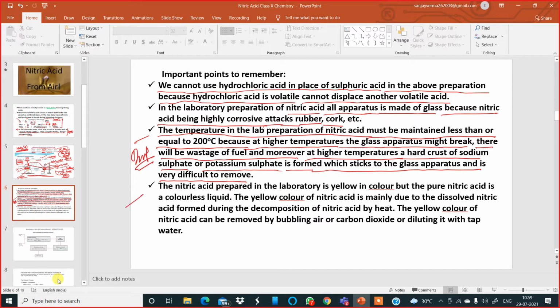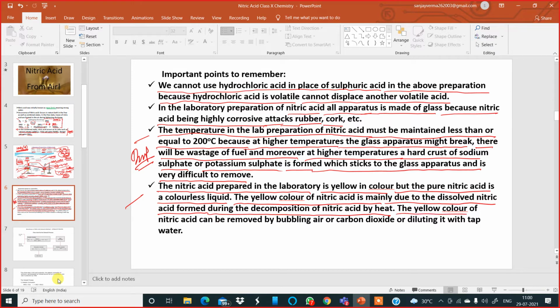Okay. Now, the next point: the nitric acid prepared in the laboratory is yellowish in color, but pure nitric acid is a colorless liquid. Remember that. This yellow color of nitric acid is mainly due to what? Due to dissolved nitrogen dioxide formed during the decomposition of nitric acid by heat. Because in the reaction we are using a temperature less than or equal to 200 degrees Celsius, and that temperature is sufficient to cause the decomposition of nitric acid. So that's why the yellow color is seen in the acid prepared in the lab.